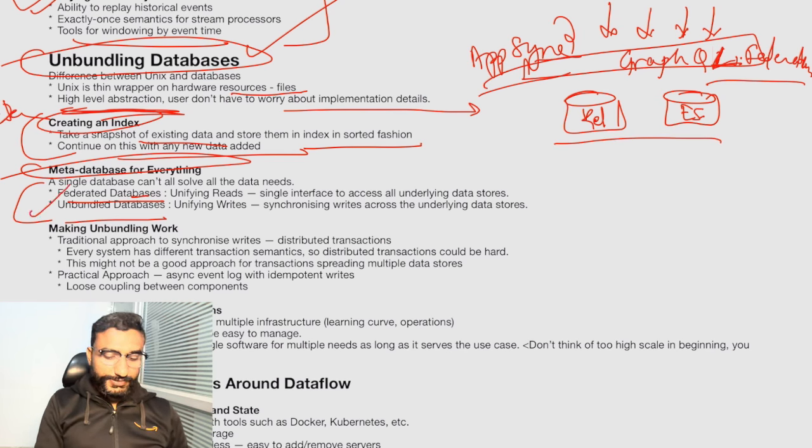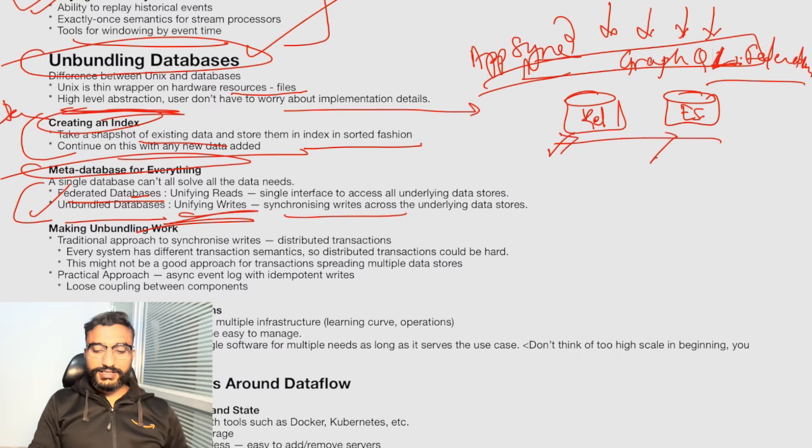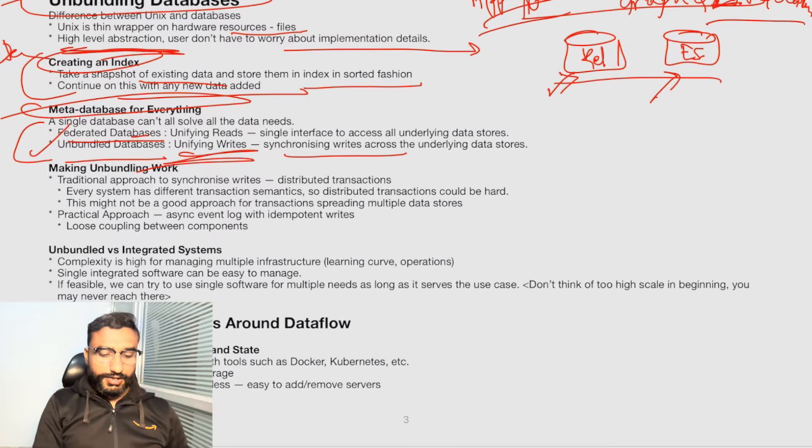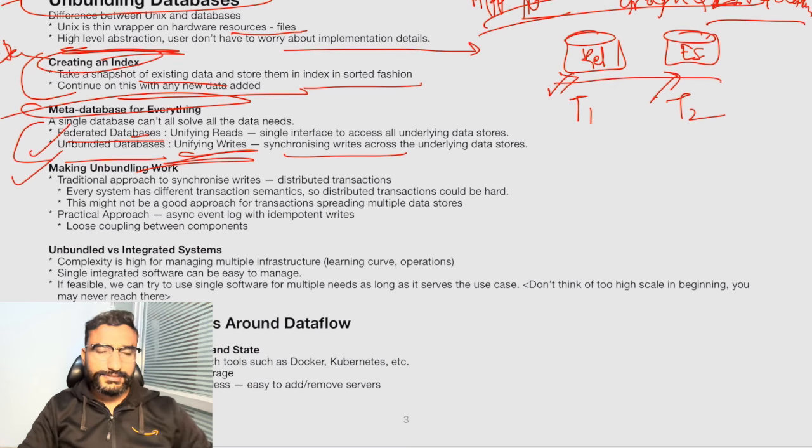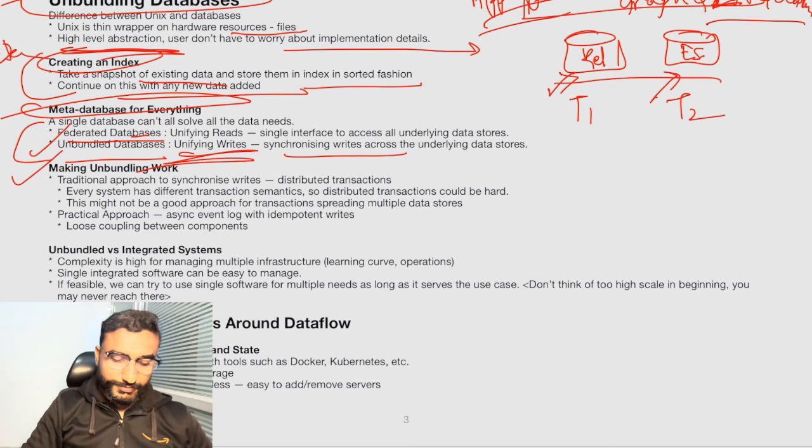And in case of unbundled database, you're trying to synchronize the writes among underlying database stores. So you have multiple data stores, and whenever a write operation is happening, you're trying to maintain that synchronization between those databases. So how will you make that unbundling work? The first idea could be distributed transactions. For these two databases you have transaction T1 and transaction T2. The idea is that both the transactions should succeed, so the data is committed to both of them. If it fails, then it fails in both of them, so it's an atomic operation.